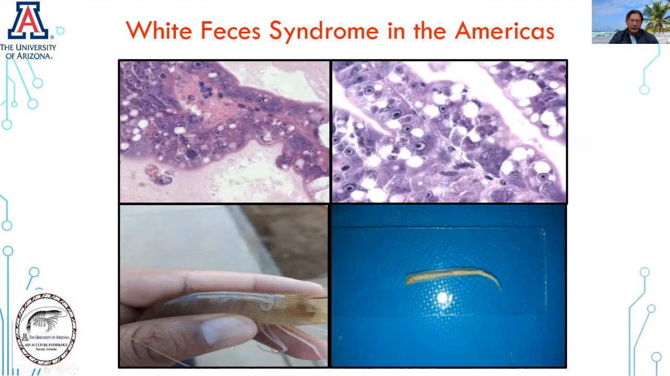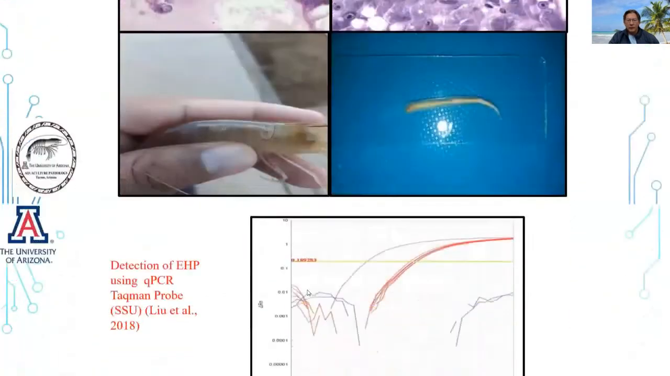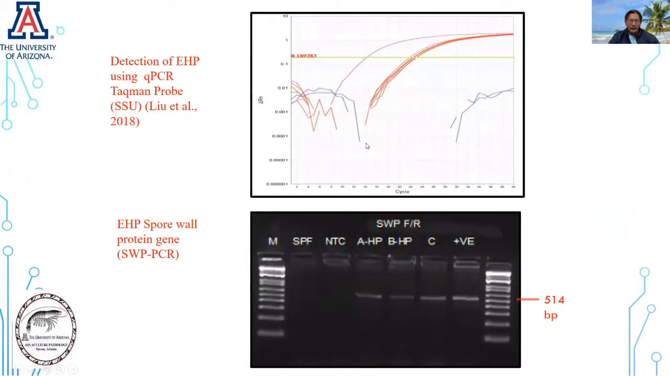Here we have some examples of the plasmodium plus the EHP spores present in the affected animals. And this is a typical picture from one of the farms that we analyzed, in which EHP was found. Again, we confirmed by two different methods. We used a qPCR and also the spore wall. The animals were so positive that even the nested PCR in the first step gave us positive results.